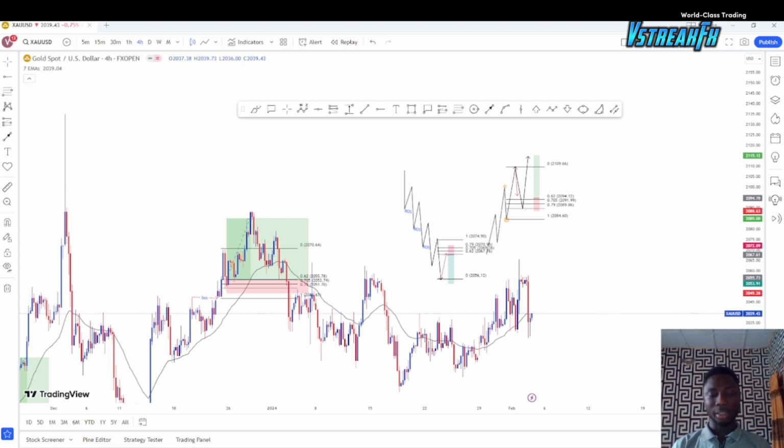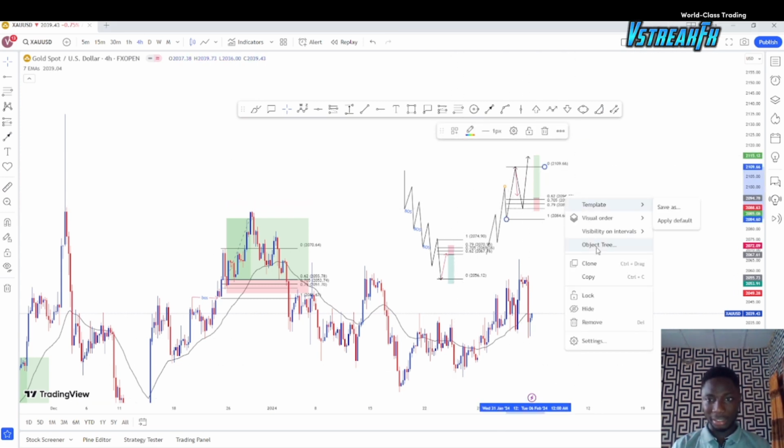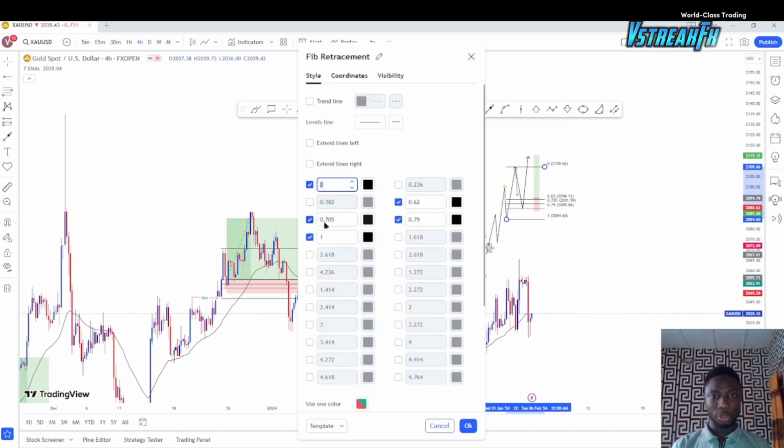Before I call it a day in this video, I would love you to check all the settings again so you can save it and implement it on your chart. So we have the 0.79, 0.62, 1. These are just the levels I use. You can screenshot it and make use of it.